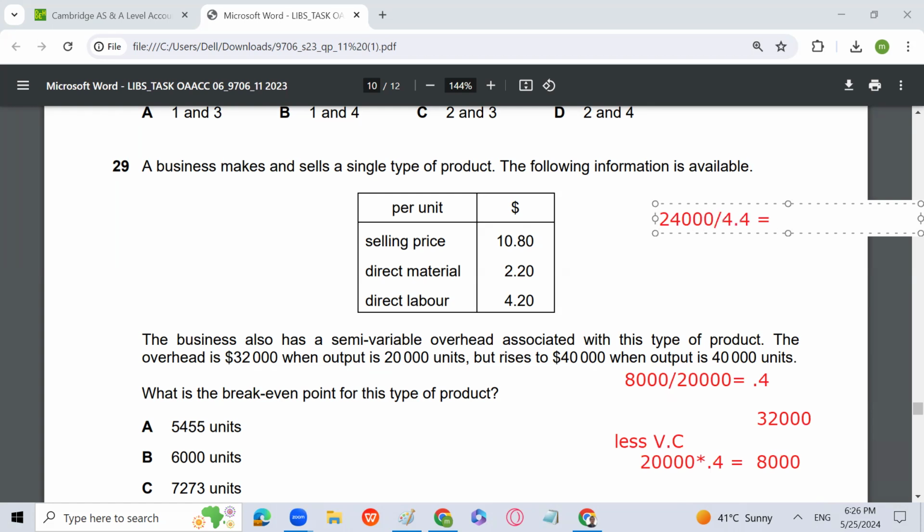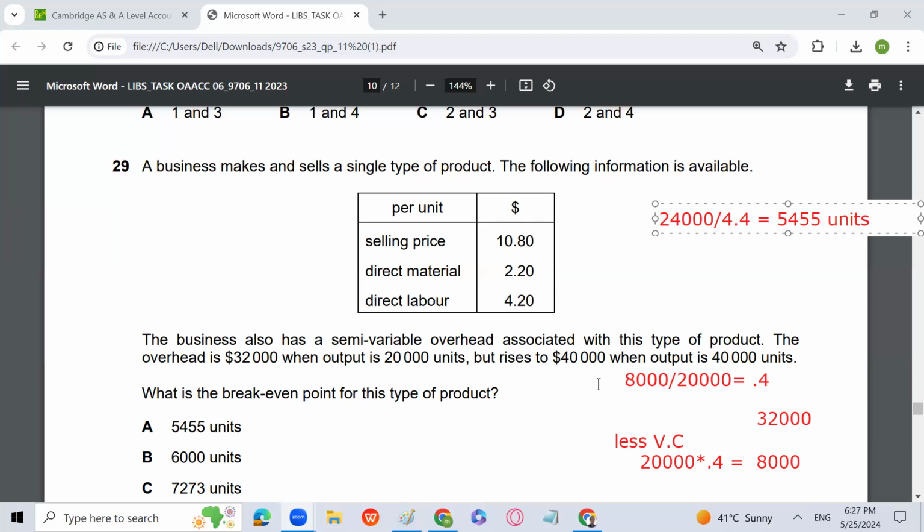You will get the answer of break-even point in units. That is 5,455. So A is the answer. 5,455 will be the answer for the break-even point. So we have used the high and low point method to find the variable cost, and then from total cost we have subtracted the variable cost to get the fixed cost, and fixed cost divided by contribution per unit is your break-even point.